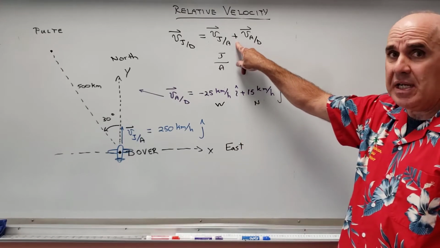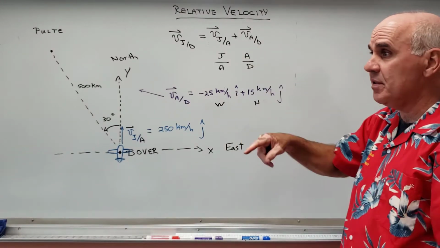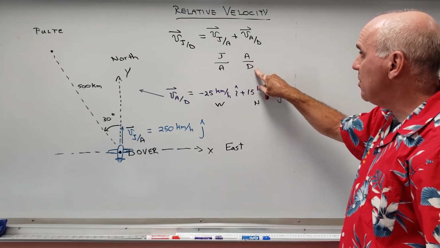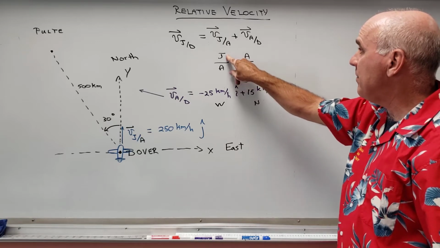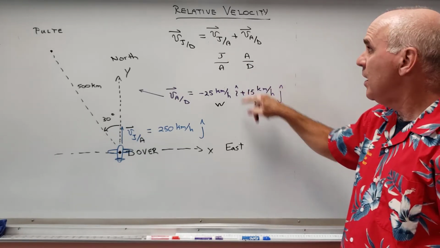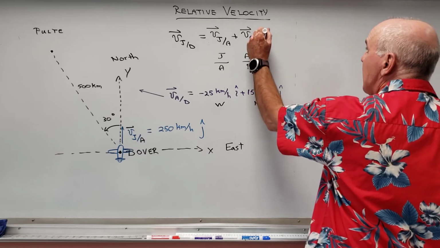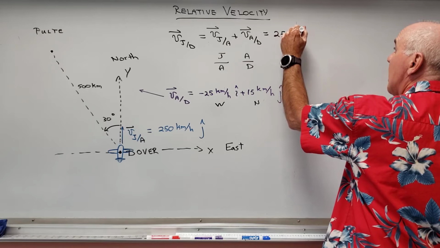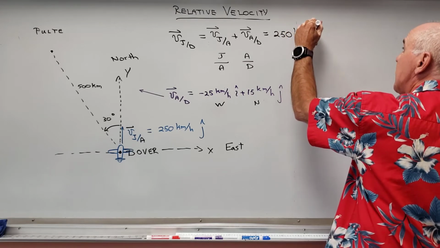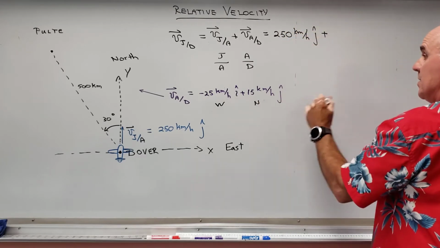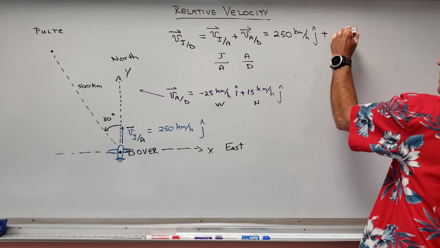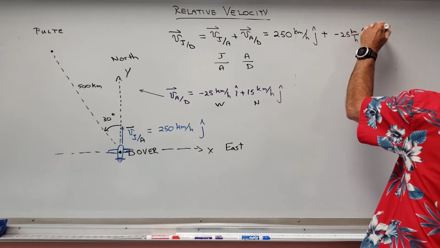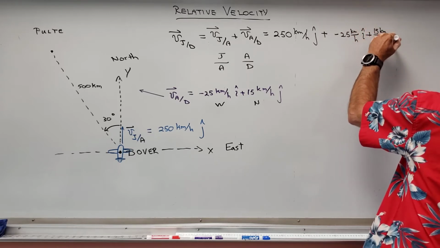When we subtract, it's different because there's a minus sign and you reverse the subscripts, but let's not go there. Jet with respect to air, air with respect to Dover, the airs cancel, and I'm left with the jet with respect to Dover. And so this becomes the velocity of the jet with respect to the air, which is 250 kilometers per hour in the j-hat direction, plus a negative 25 kilometers per hour in the i-hat direction, plus 15 kilometers per hour in the j-hat direction.